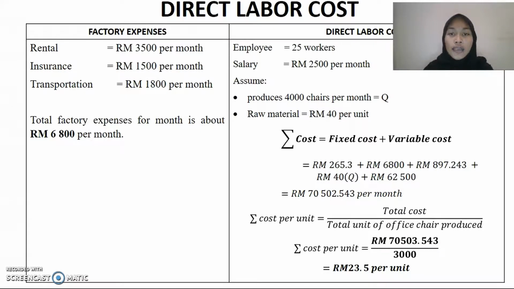The direct labor cost, which is for, we have two: factory expenses and direct labor cost.